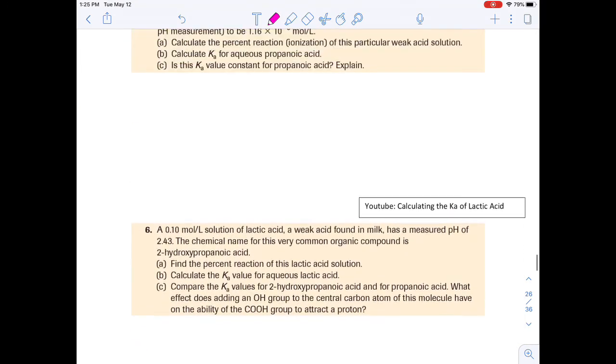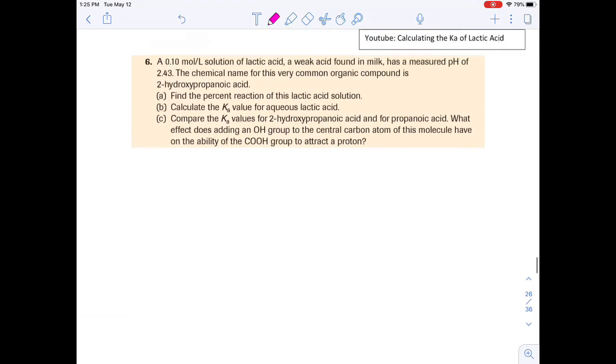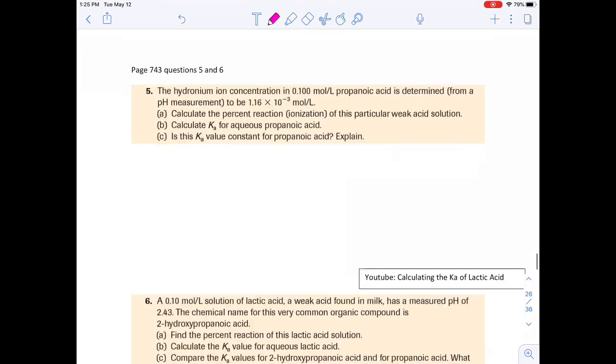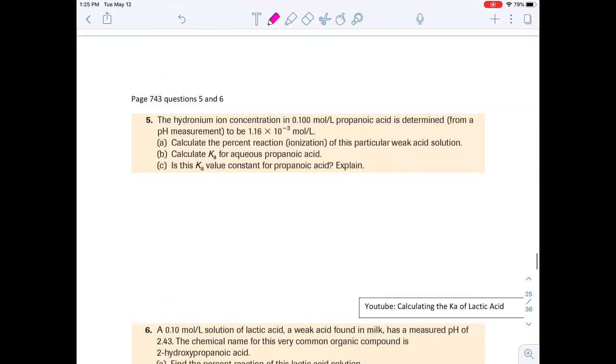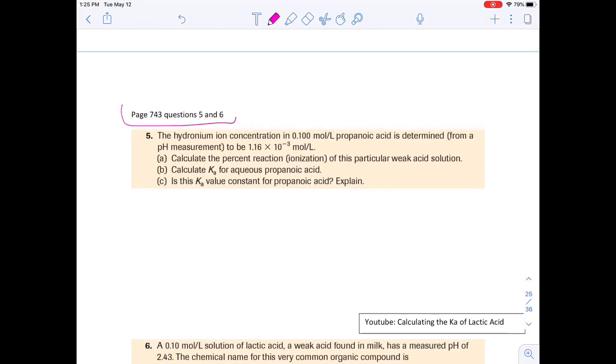Try doing questions 5 and 6, and you'll find those questions on page 743. The answers for these two questions are included in the textbook.